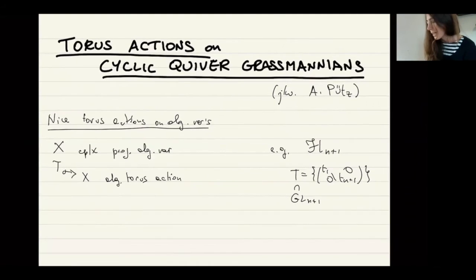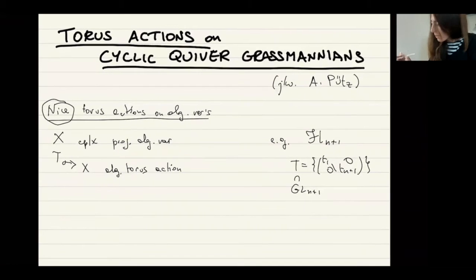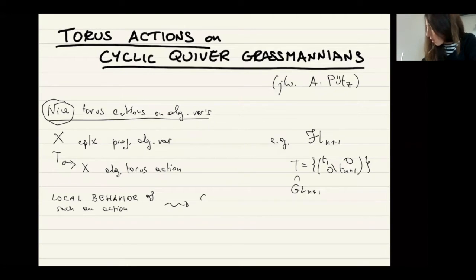And that's a nice torus action in this sense. So why do we want to look for something like this? Because if the action is nice, and I'll specify what I mean by this in a few minutes, then the local behavior of such an action gives us information about global properties of the variety. Let me say, global information about X. So what do I mean by global information?